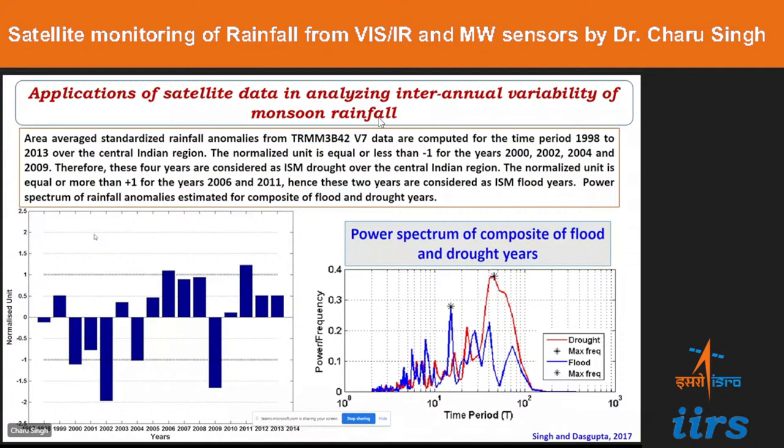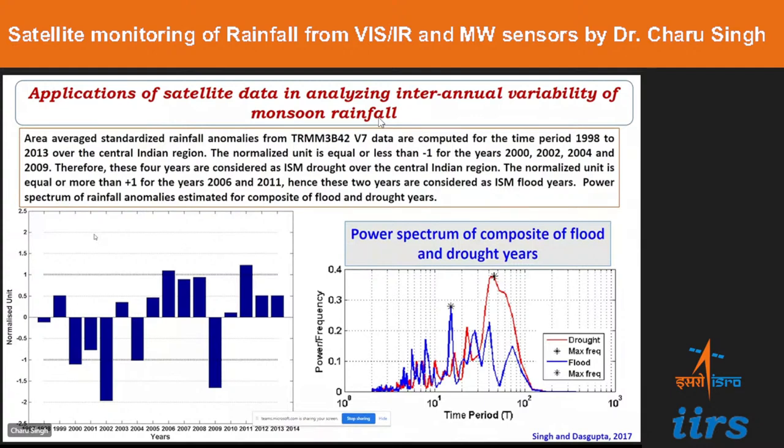Further to this, we can also utilize satellite data sets for the variability of the rainfall for the contrasting monsoon conditions like flood and drought years. So here the power spectrum of the composite of flood and drought years is shown. Composite means we can combine all the flood and drought years and then estimate the power spectrum and compare them with each other to identify the causes responsible for the contrasting monsoon conditions over the Indian region. Here the red power spectrum is for the drought years, the blue power spectrum is for the flood years.